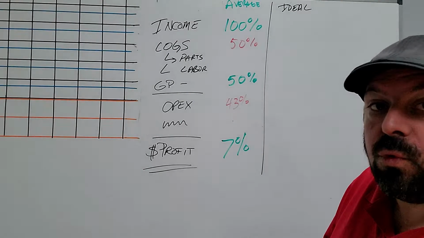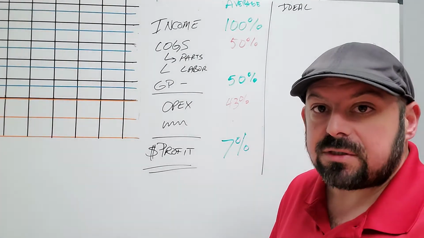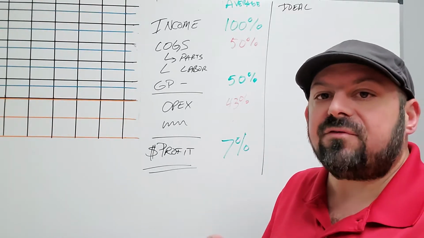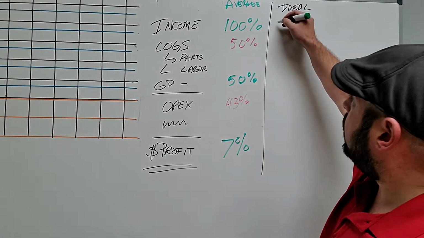This is where we can go as an industry and where we should be going, because we take a lot of risk. We offer a lot of value on warranty and repairs, and we do a lot for our customers. We save them a ton of money and a ton of time. So obviously, income is always going to be 100%.